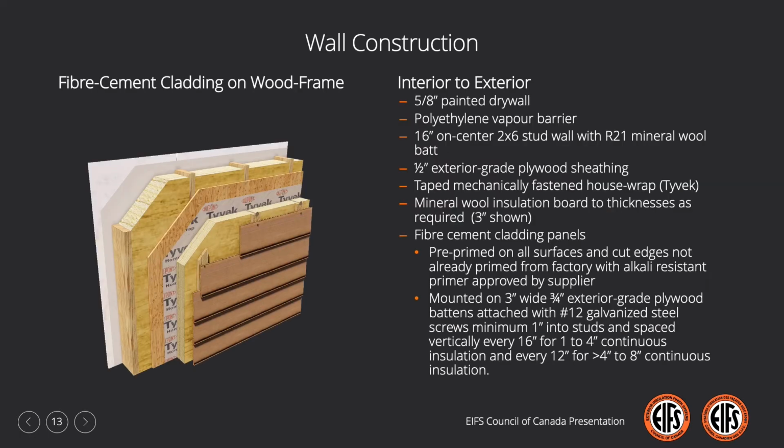A quick look at the wall construction for our fiber cement cladding. As per the previous assemblies, we have typical backup wall construction, and outboard of that we have typical wood frame construction. Where this assembly may differ from what you're used to seeing is through the use of 3-inch wide by 3/4 inch wood battens.